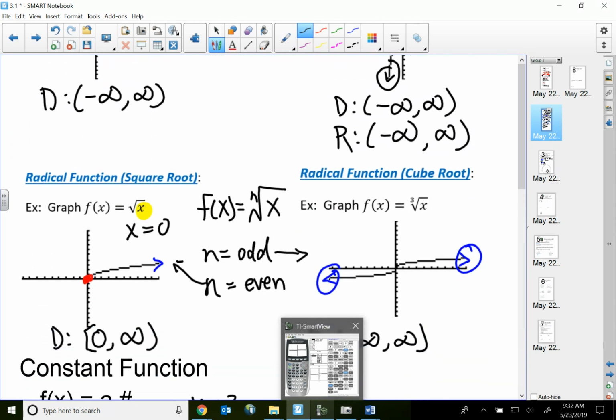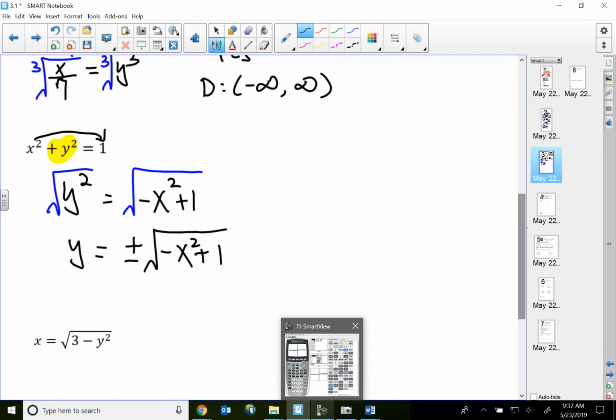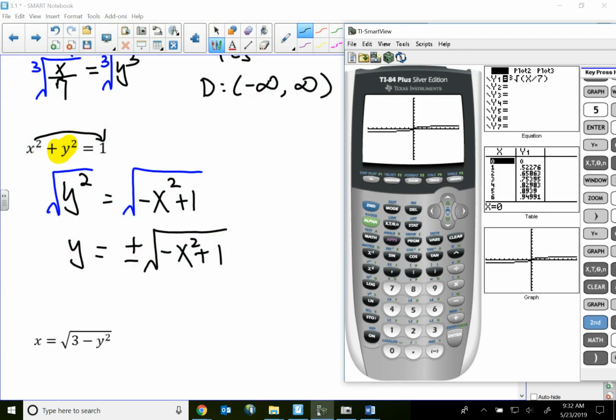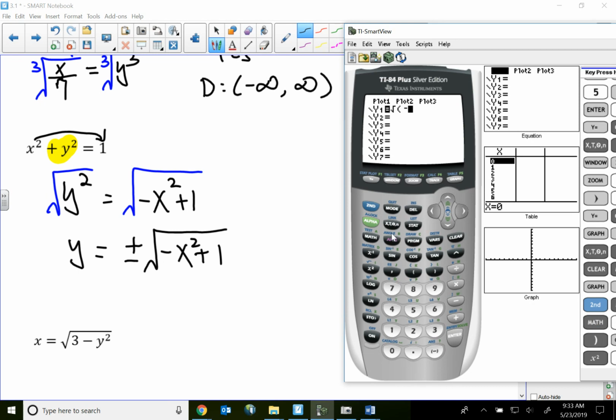We still consider each one of these as a radical function. Because I have two answers, I have to enter both of them together to make it into one graph. So if I just say square root of negative x squared, individually they are radical functions, but if I put the two functions together, it makes one picture, and it can actually give me something else.